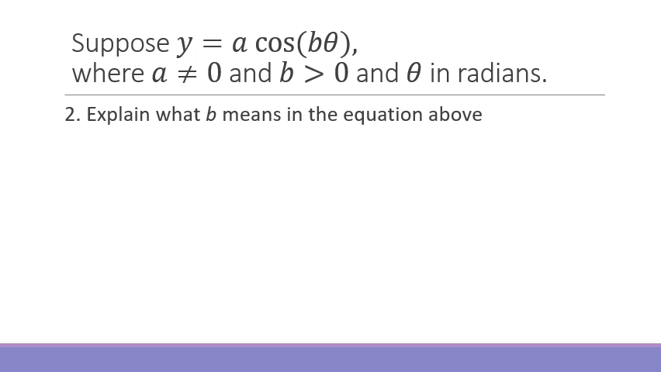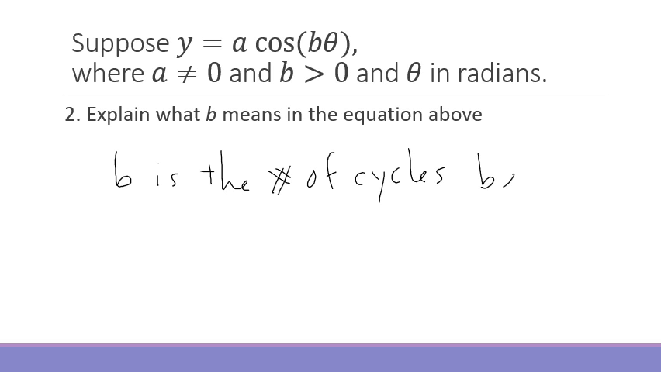Next question, what does b mean in the equation above? And again, it's just like with sine, right? So b is the number of cycles between 0 and 2 pi. The number of cycles. Okay?